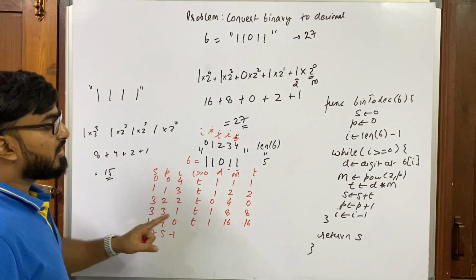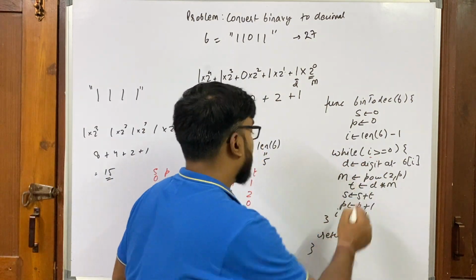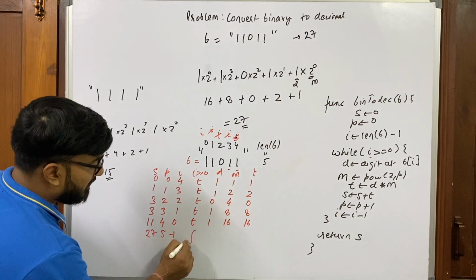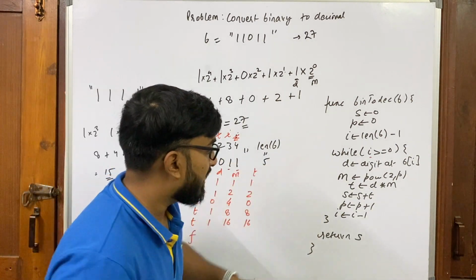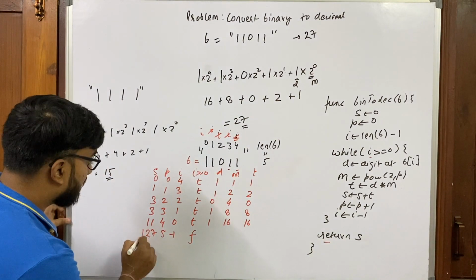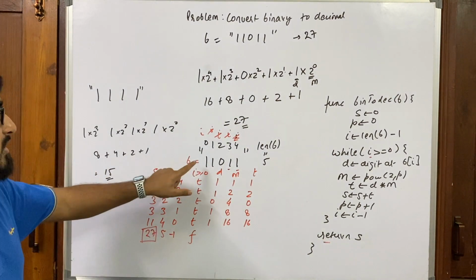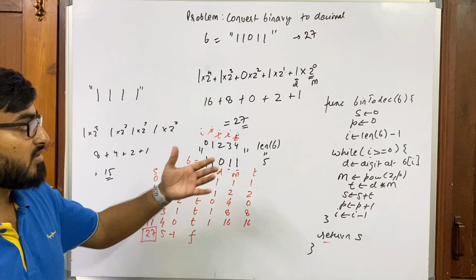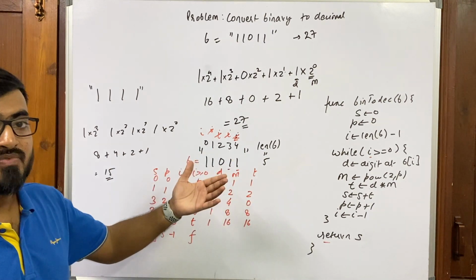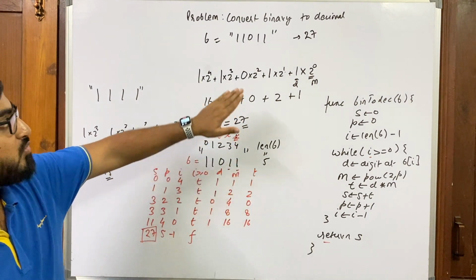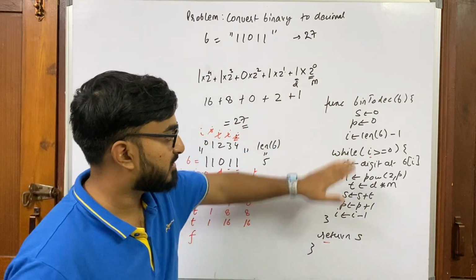I becomes minus 1. We go back to check for while loop condition. I greater than equal to 0 is false. In this case, while loop breaks and you return S, which is the decimal value for this binary string B. So this is how you convert a binary string to its corresponding decimal value. So this was one way, where we have to iterate the string and we have to find the sum.